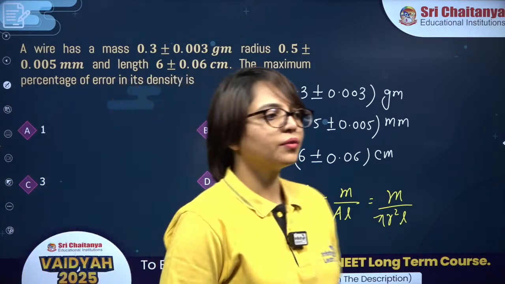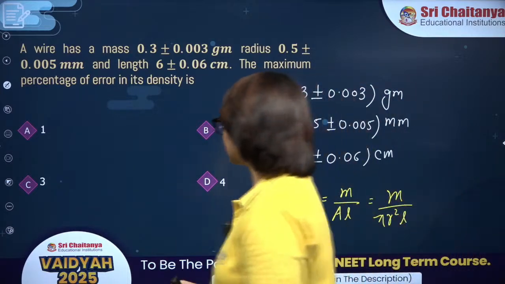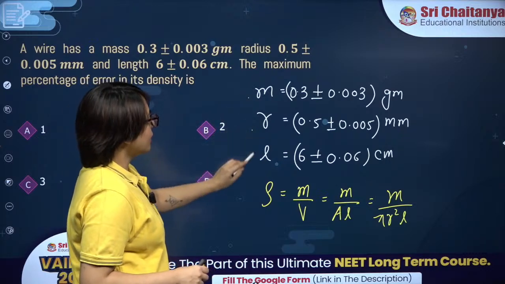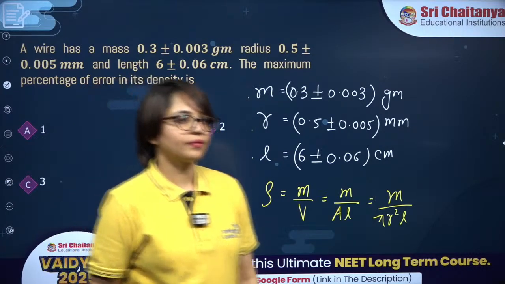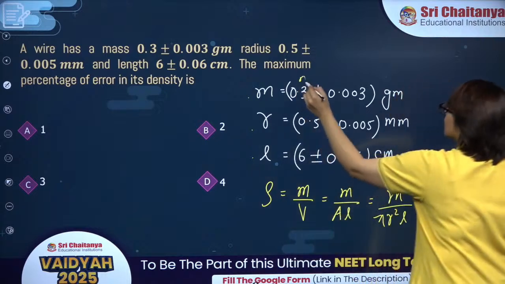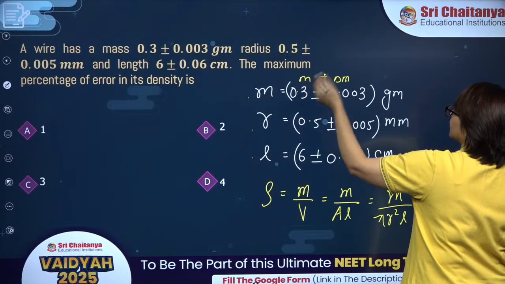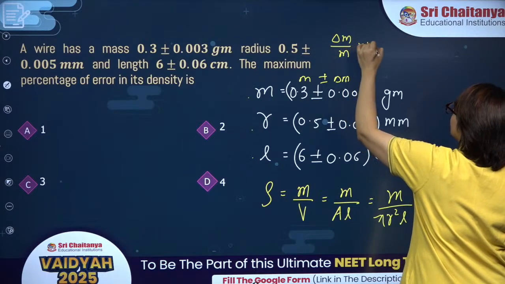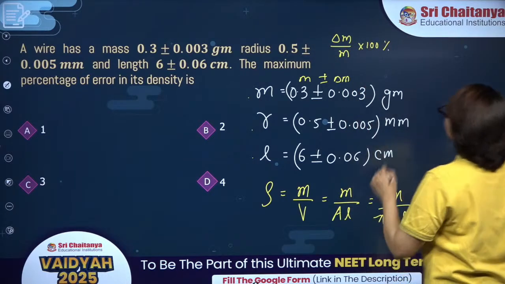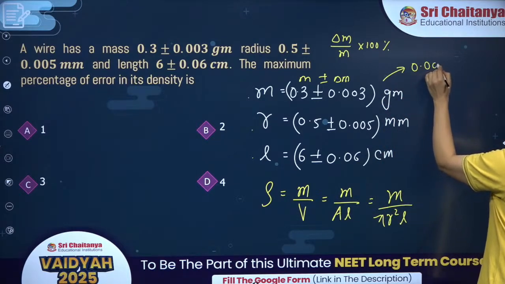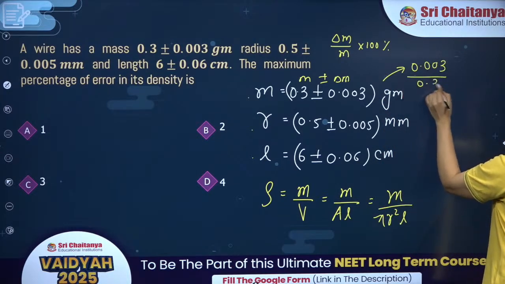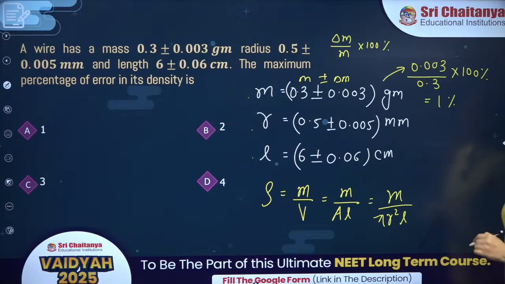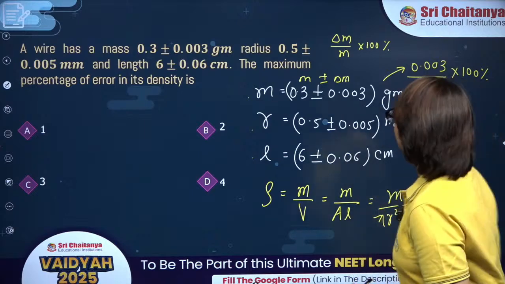What should be the correct answer? Find the percentage errors in the measurement of M, R and L first. It is M plus minus delta M. So percentage error in the measurement of M will be delta M upon M into 100%, right? So it will be 0.003 divided by 0.3 into 100%. So it will be 1%. 1% is the percentage error in the measurement of M.